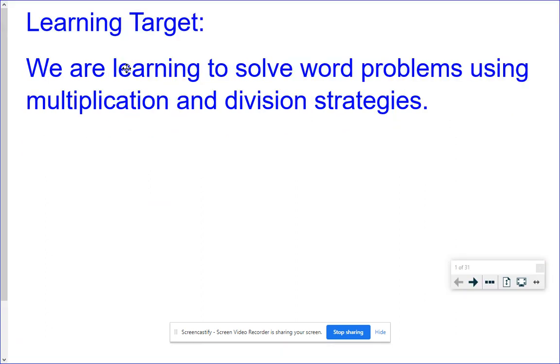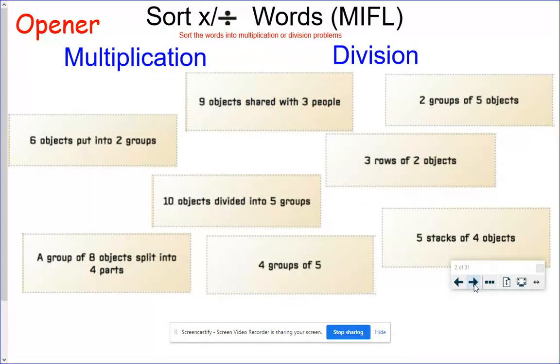This is for Monday, November 2nd. Today we are starting on a new skill, and our learning target for this week is that we are learning to solve word problems using multiplication and division strategies.